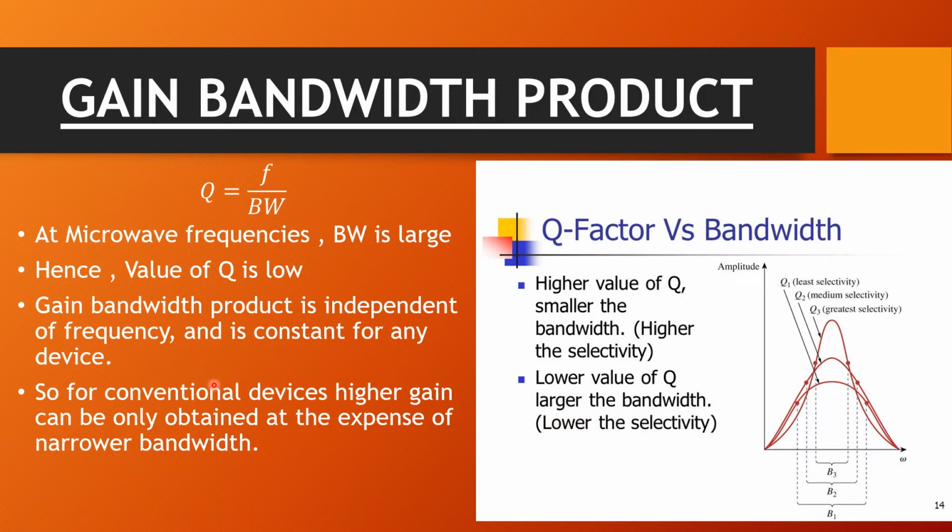So the selectivity of a particular frequency also becomes lower. And definitely, the gain bandwidth product is independent of frequency, but it depends on bandwidth. Larger bandwidth means a smaller gain. Or if you want a larger gain, you need to shrink the bandwidth. So this is not a good idea. Instead you can use better devices, like microwave devices, at such frequencies.